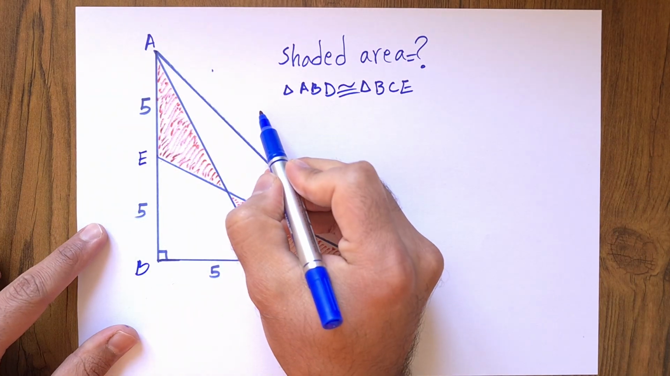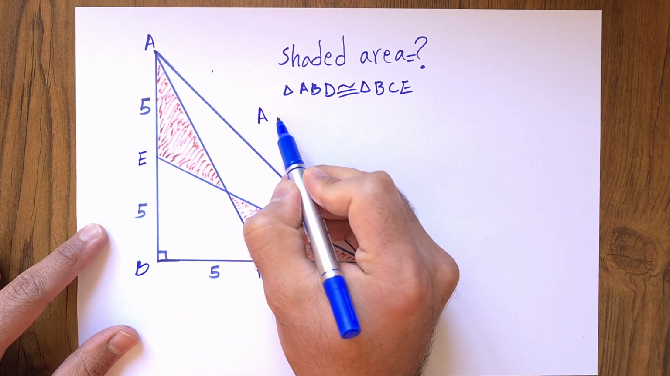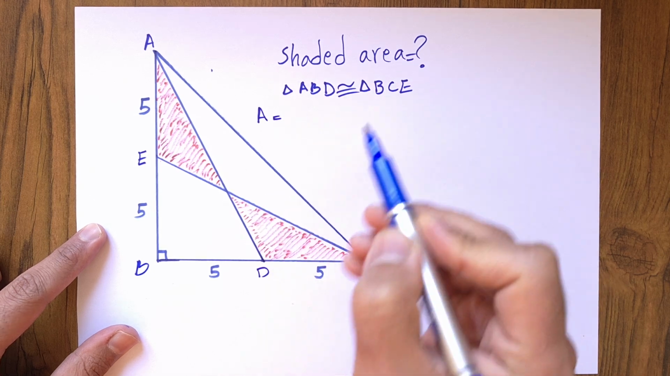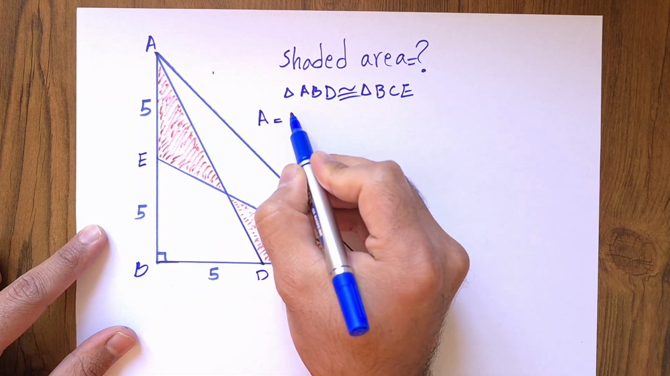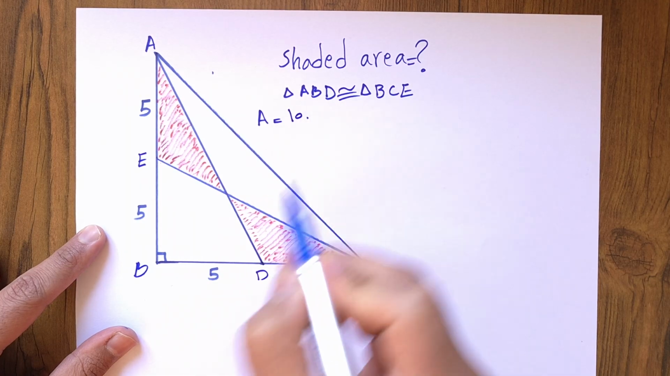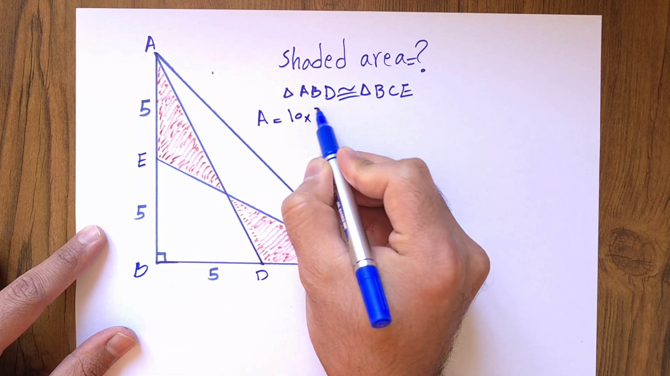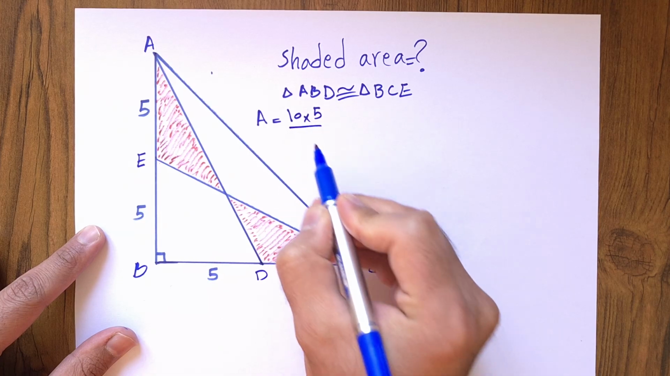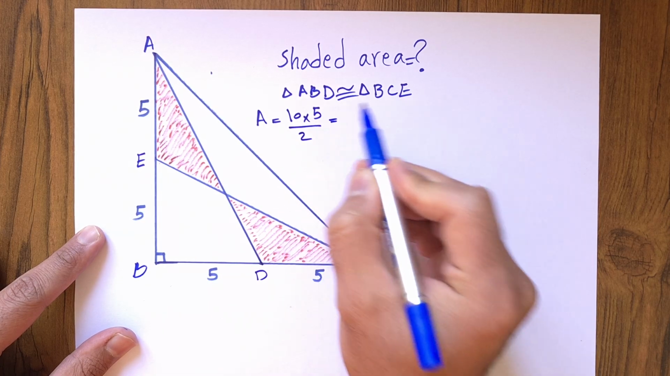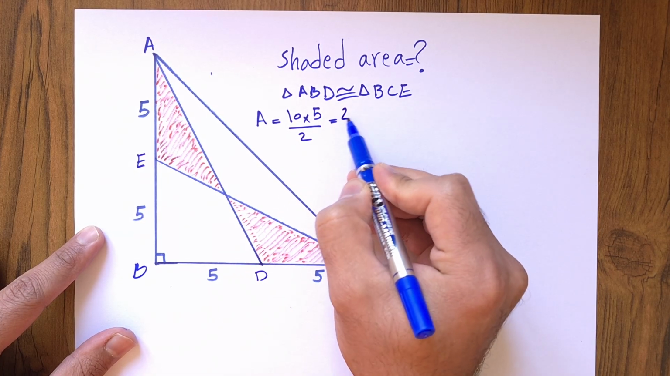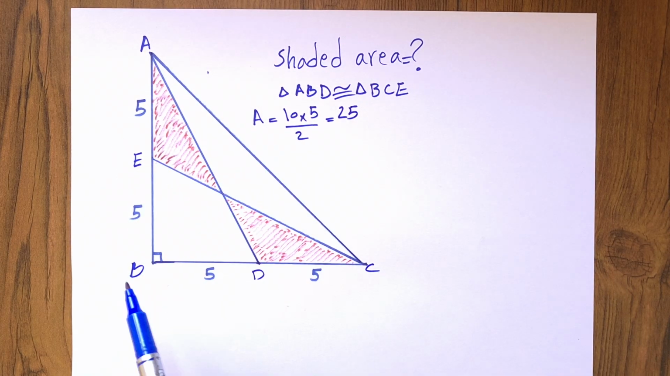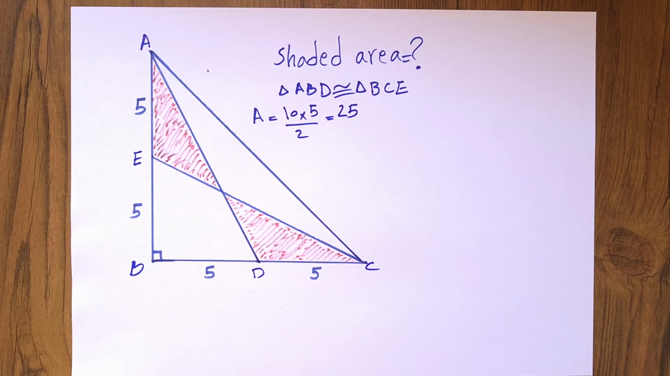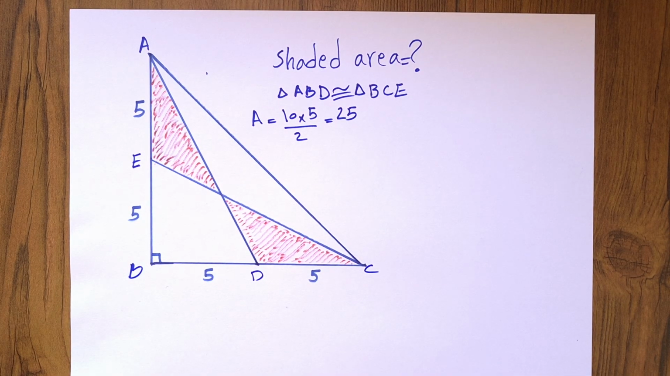So we can see the area of both of these triangles equals 5 plus 5, which is one of the sides, 10, times base, which is 5, divided by 2. So 10 times 5, 50 divided by 2, is 25. Each of those triangles, ABD and BCE, has an area of 25. Okay, so far so good, nothing serious here.